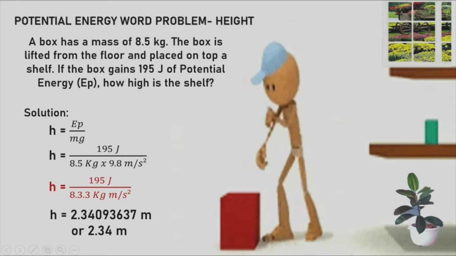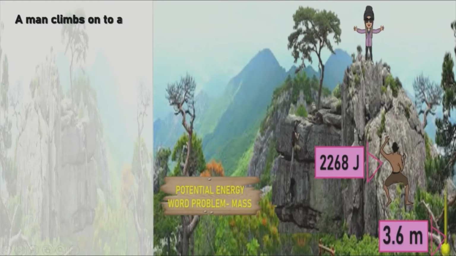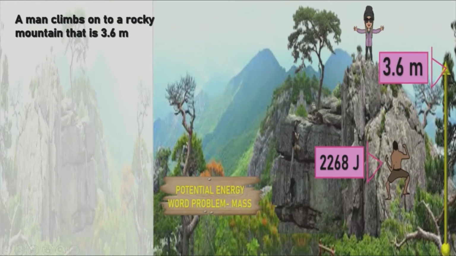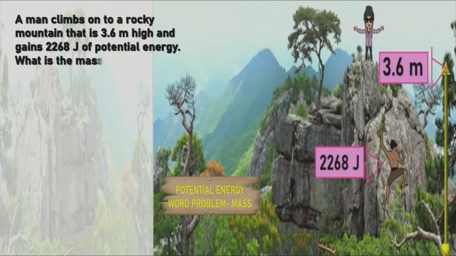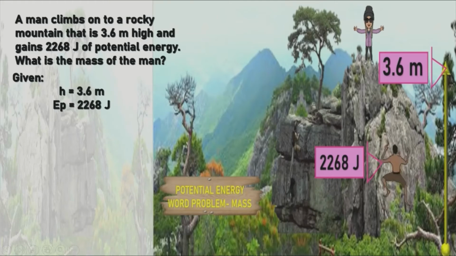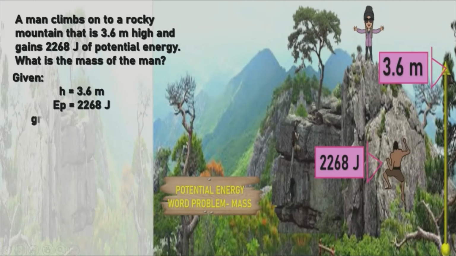Let's proceed now to the potential energy word problem in mass. A man climbs onto a rocky mountain that is 3.6 meters high and gains 2,268 joules of potential energy. What is the mass of the man? Read the problem carefully and look for the given data in the problem. We have height is 3.6 meters, potential energy is 2,268 joules, and 9.8 meters per second squared, known as acceleration due to gravity, which is again constant.